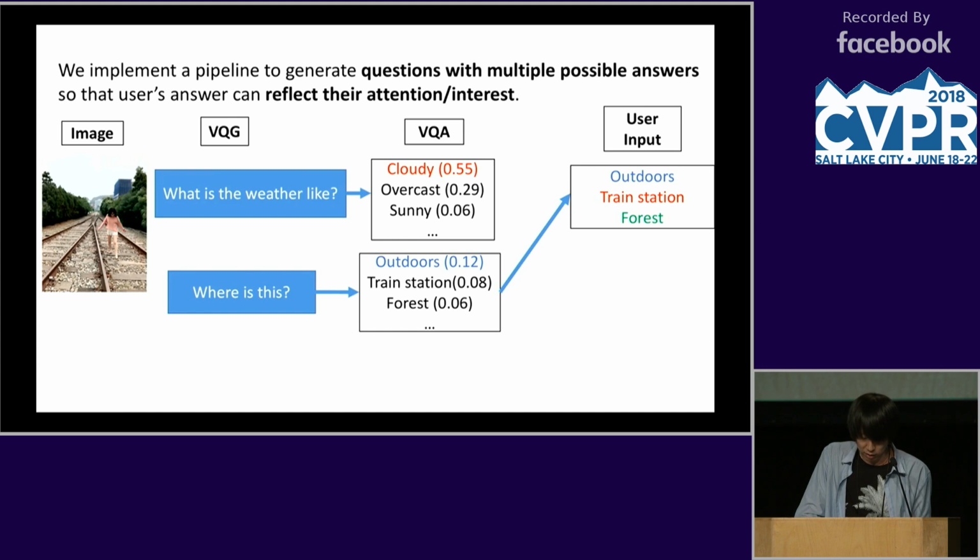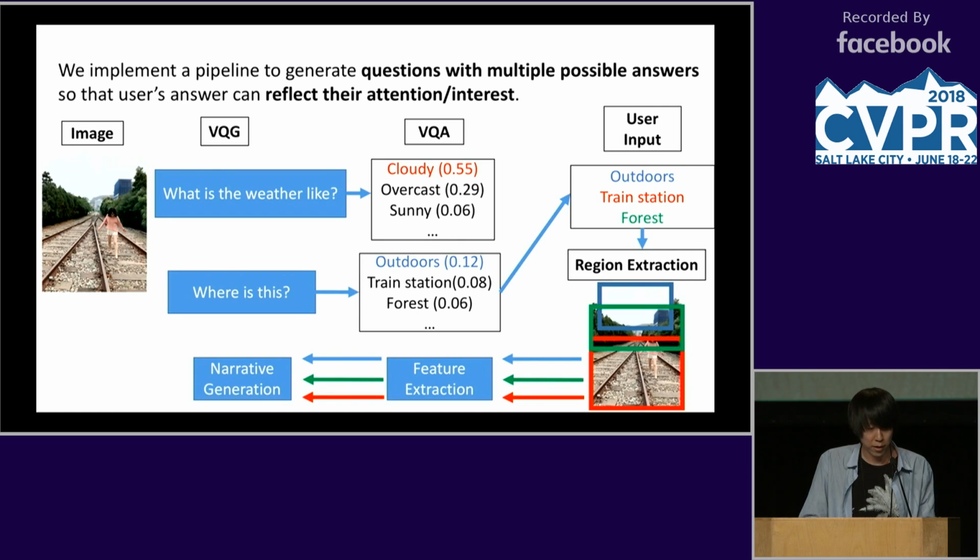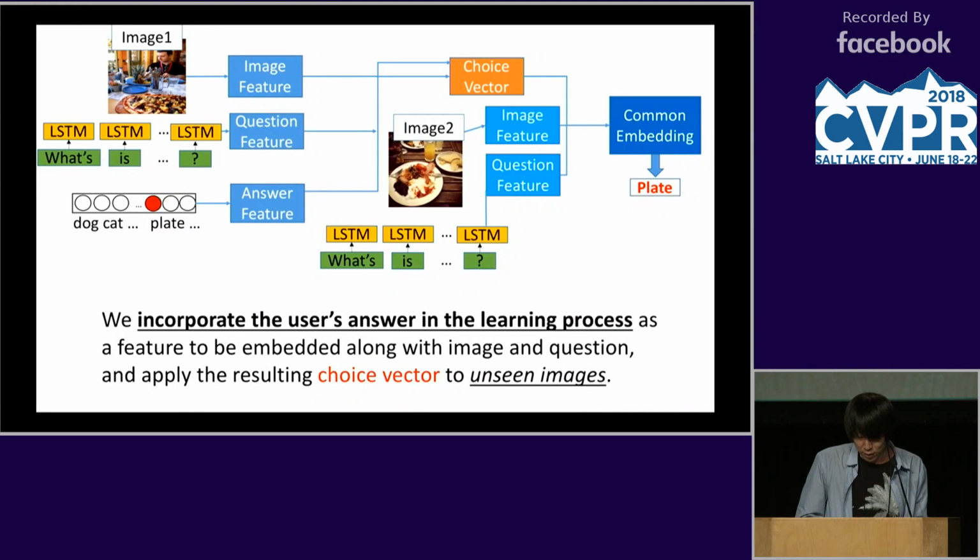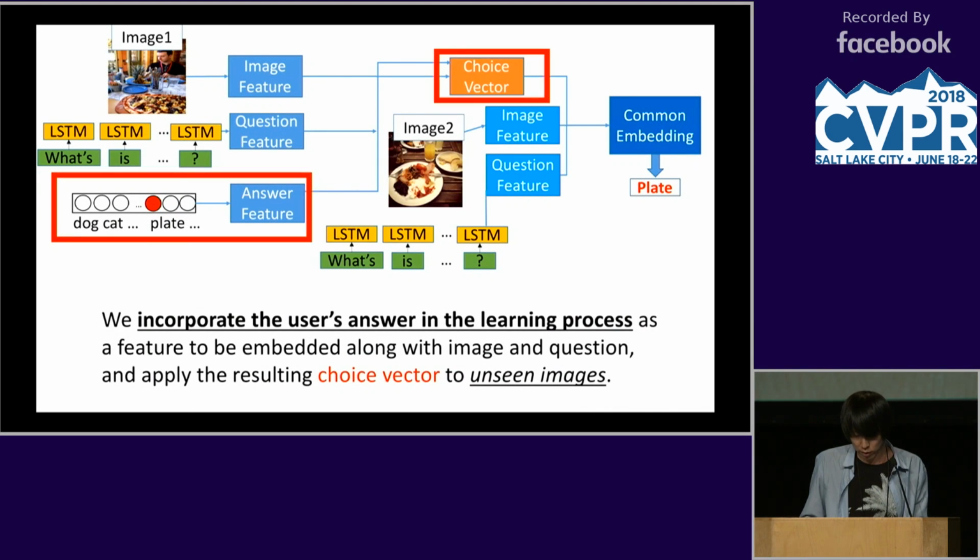On the other hand, if the probabilities for the answer candidates are more evenly distributed, then the question is considered to have multiple possible answers. So the question is asked to the users, and the users get to provide their answers to the questions depending on their attention. And the corresponding region to the answer is extracted, and the image description task can proceed. So now that we have an input from the user, we can incorporate it in the learning process as a feature to be embedded along with the image and the question, and apply the resulting choice factor to a new image and a new question so that we can predict the answer that the user is likely to provide upon the question, and then proceed with the image description task that better reflects the user's interest.